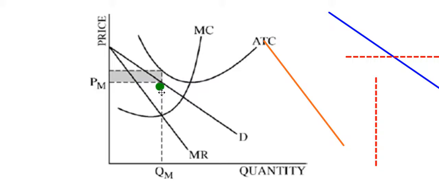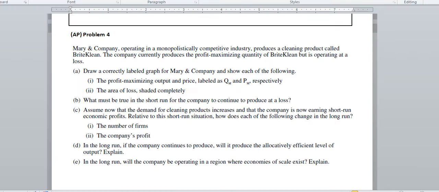In order for them, because their price needs to be above that average variable cost curve. Now you don't have to draw it in, but you do have to explain that price needs to be above average variable cost.